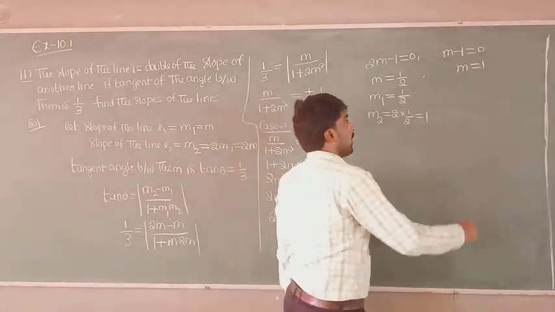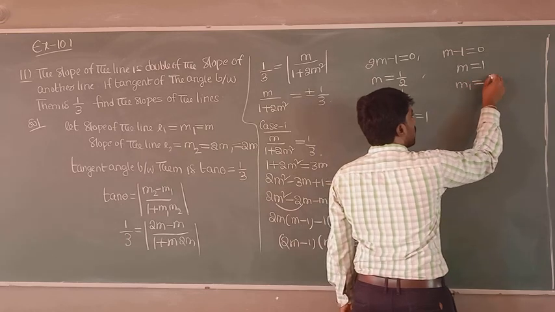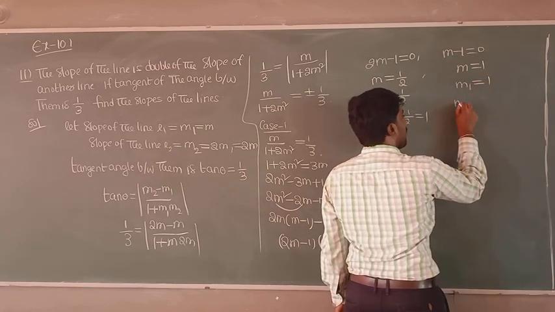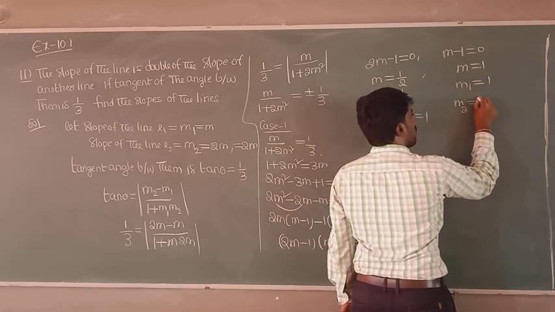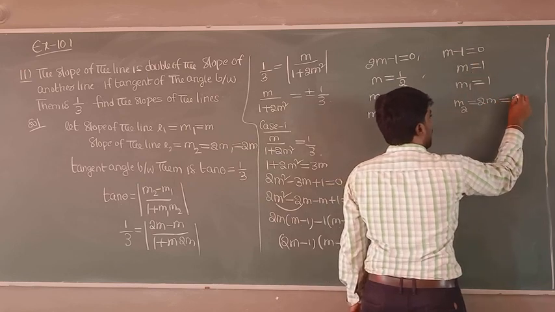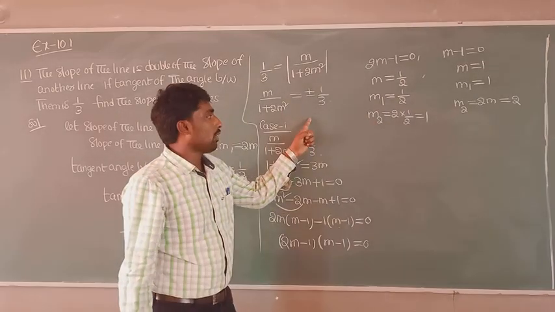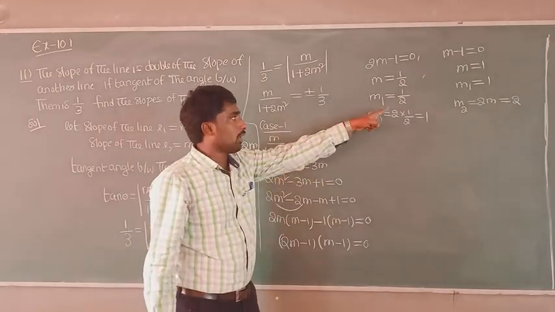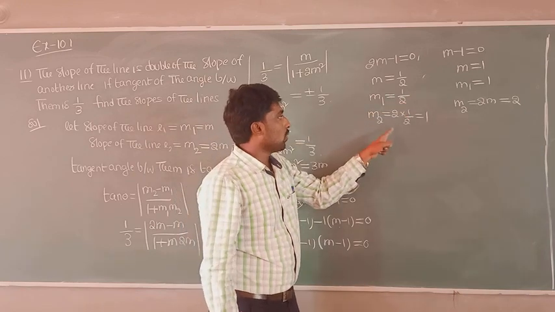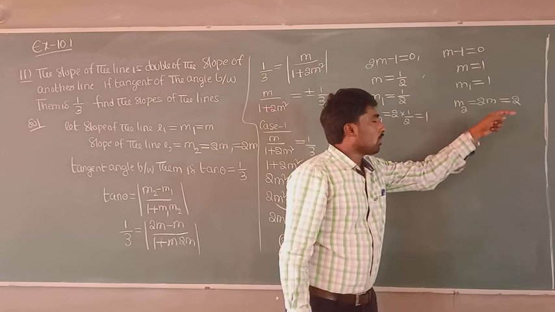Okay, whenever m equals 1, what is the first line's slope? Which is equal to 1. What is the second line's slope? m2 equals 2m. So m value 1, if I substitute, what will I get here? 2. So now if I take case 1, in this case 1 only I am getting m1 equal to 1/2, m2 equal to 1, or m1 equal to 1, m2 equal to 2, like this.